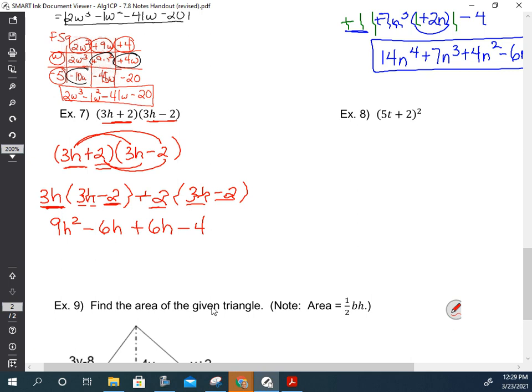Do you have any like terms? Negative 6h, positive 6h. Those are opposites, so they cancel out. Negative 6 plus 6 is 0. So they drop out. 9h squared minus 4. That's a special case that will show up sometimes.